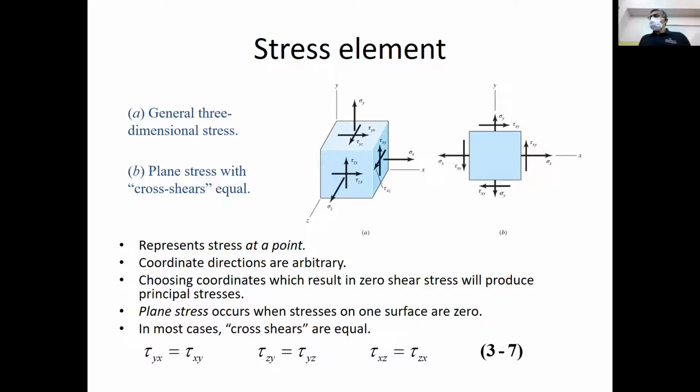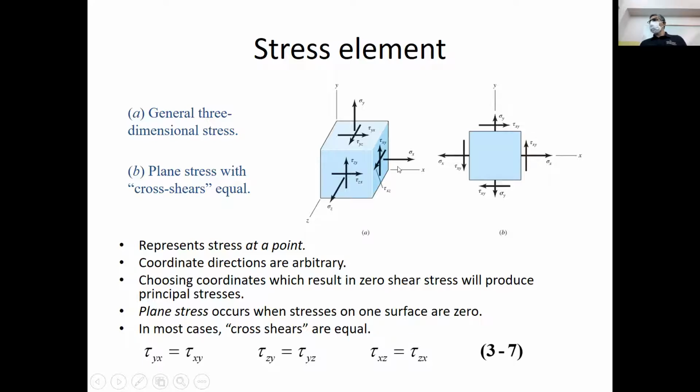In most cases, the cross shears are equal, which helps us simplify what we are looking at. So if I look here at the case of a plane stress, tau xy acting on the x face is equal to tau yx acting on the y face, because these are cross shears. And because they are equal, we took the liberty to call them here tau xy and tau xy. They have the same magnitude, though acting on different faces.